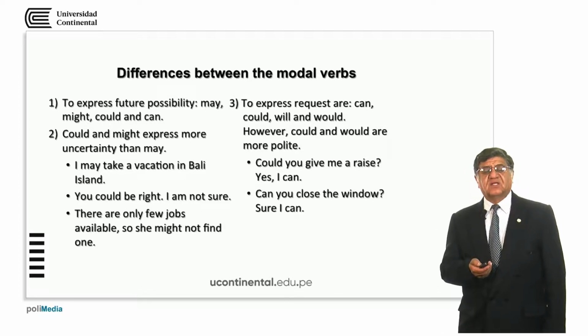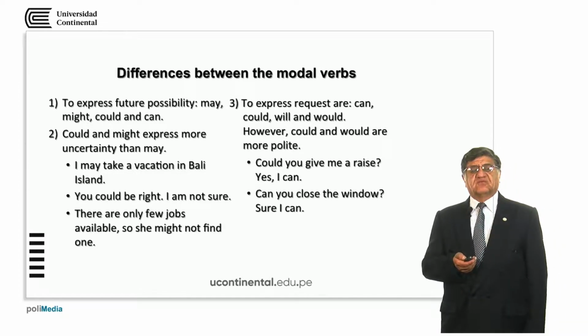Okay, what are the differences? The differences are quite subtle, and sometimes very skillful writers can use them freely. To express future possibility, we use may, might, could, and can. Could and might express more uncertainty than may. So could and might are less certain than may.